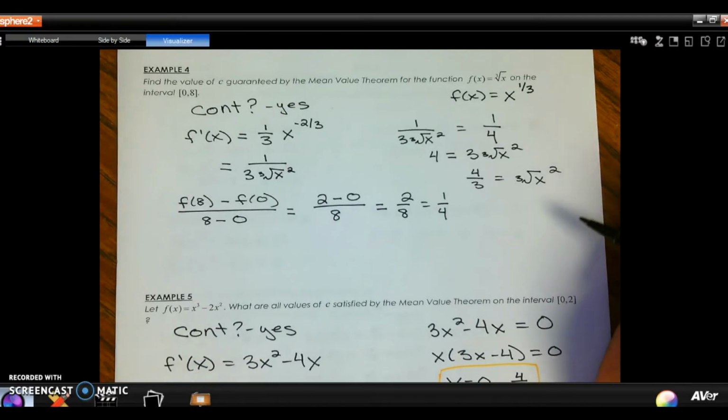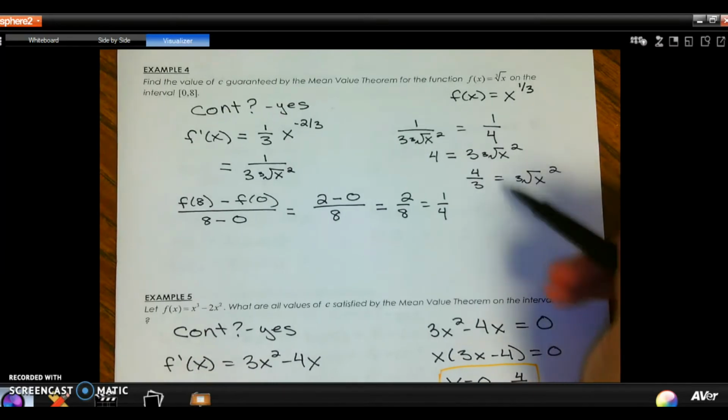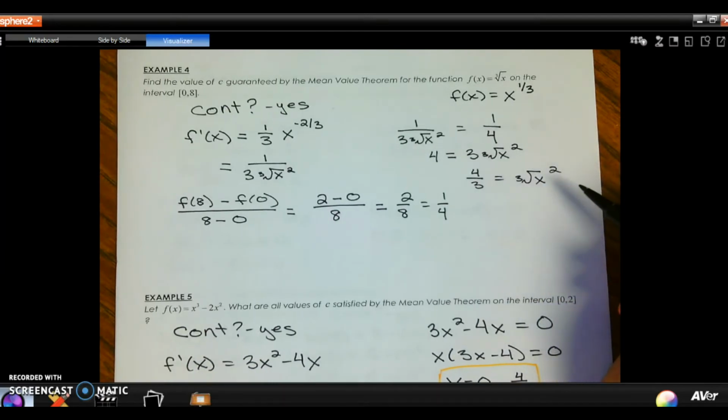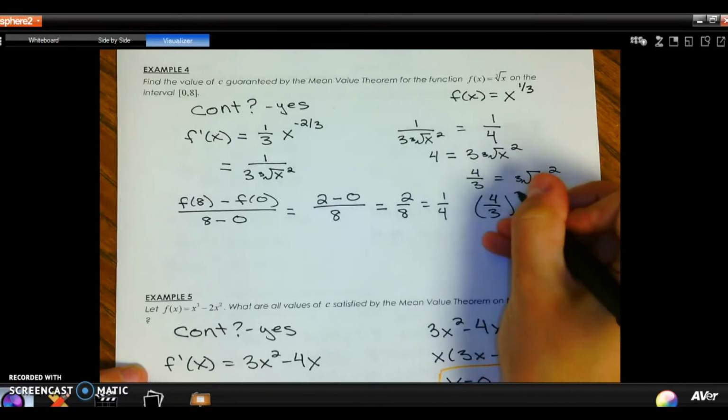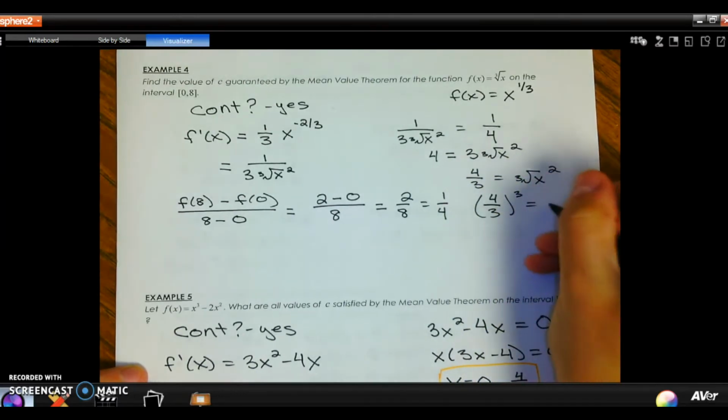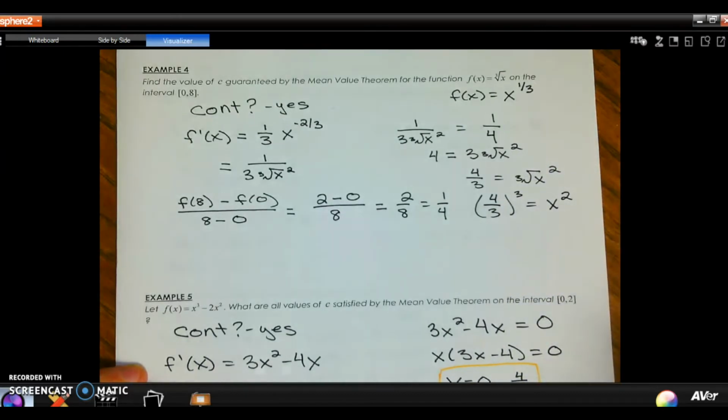Some of you may choose to rewrite this with a rational exponent and then raise both sides to that power. I would probably just cube both sides first. So I'm going to take this whole thing and cube it, and that's going to equal x squared.